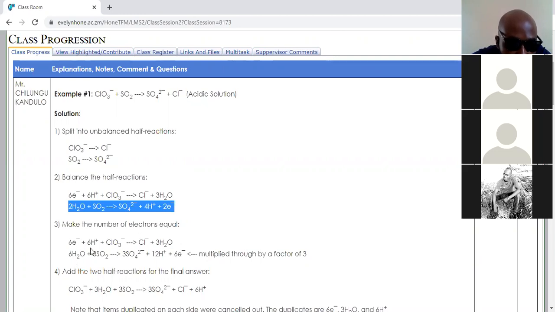Then also the same case for the hydrogens. Plus 6, multiply, plus 12. So what is 12 minus 6? It is 6. So you remain with 6.